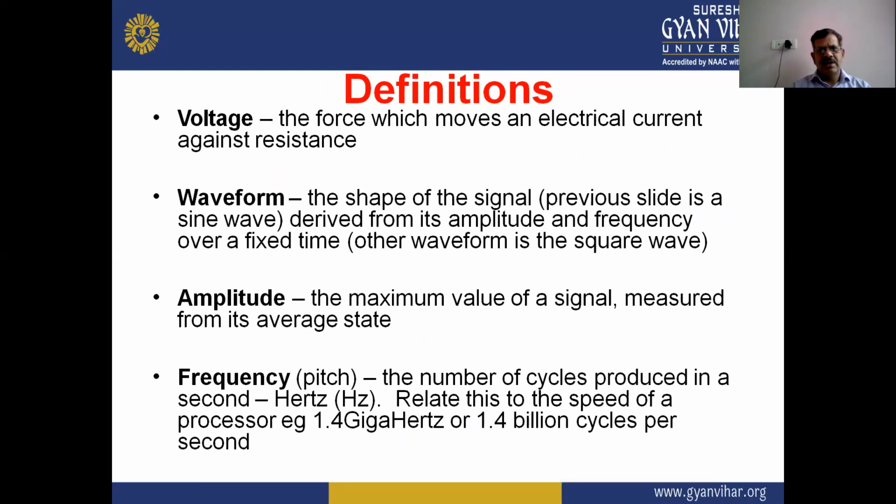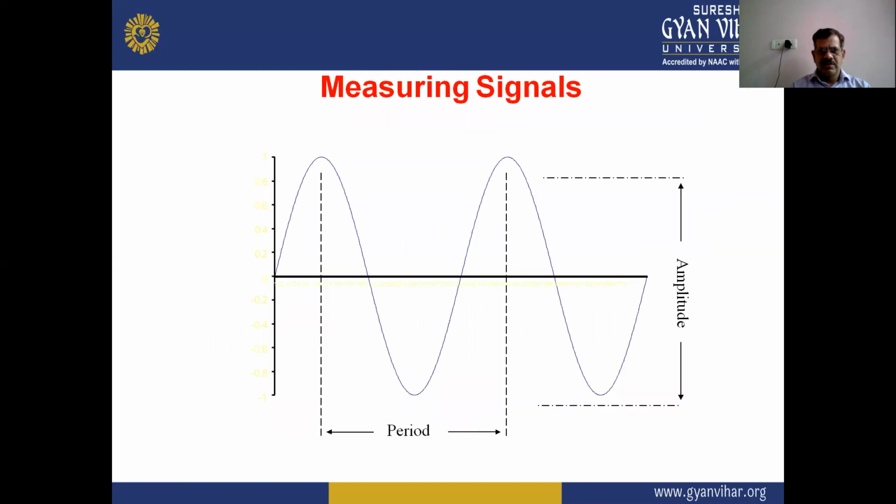Next, the definitions of different parameters. The first parameter is voltage. Voltage is the force which moves an electrical current against resistance. The next one is waveform. The shape of the signal in the previous slide is a sine wave, derived from its amplitude and frequency over a fixed time. Another waveform is a square waveform. We can also see this in this figure.